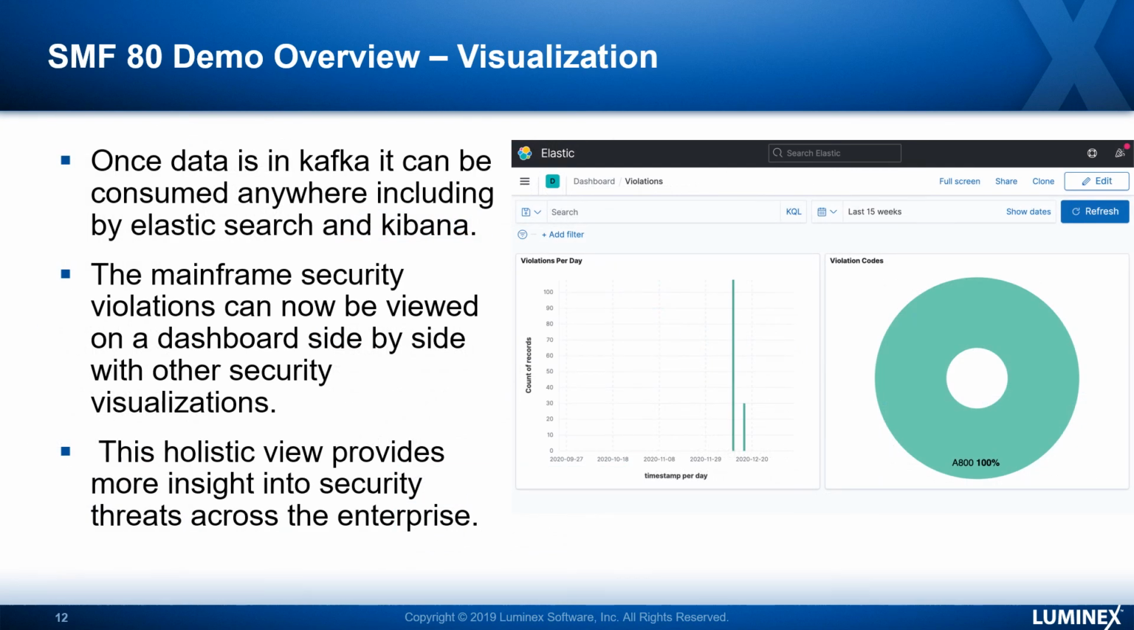Once this data is in Kafka, it can really be consumed anywhere. In our case, we're doing it by Elasticsearch and Kibana, but these can be sent to multiple different locations as needed within your enterprise. If you think about it, this gives you a much more holistic view, providing insights into not only security threats that are occurring against the mainframe, but across the entire enterprise.